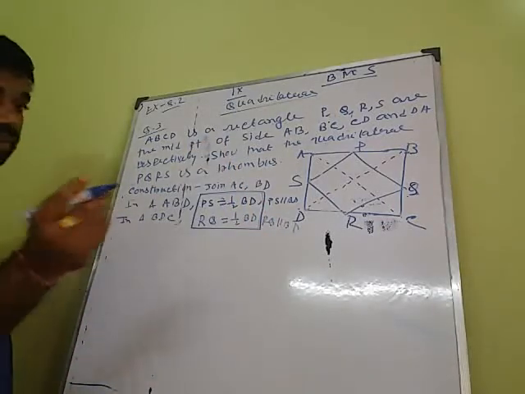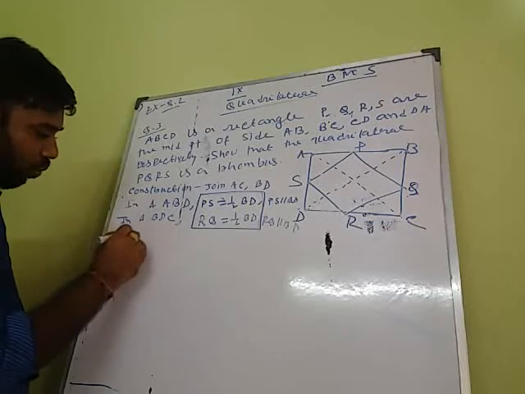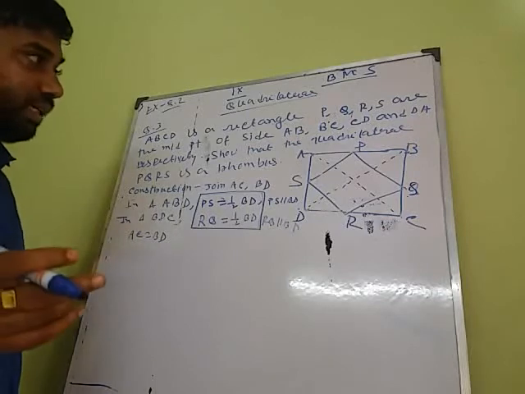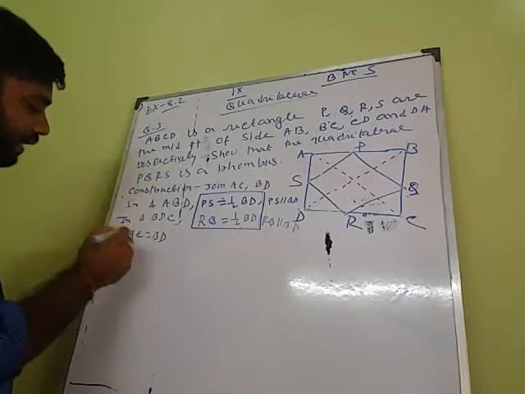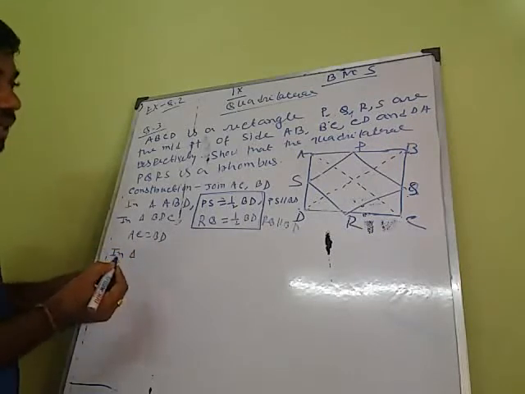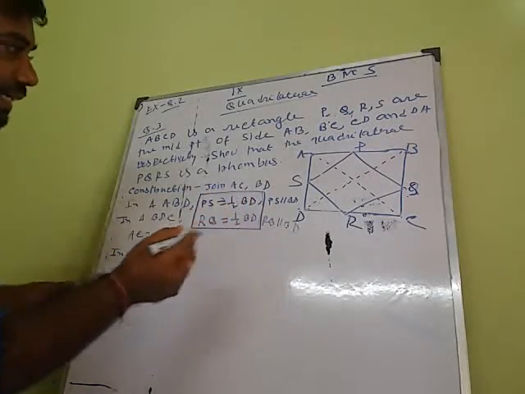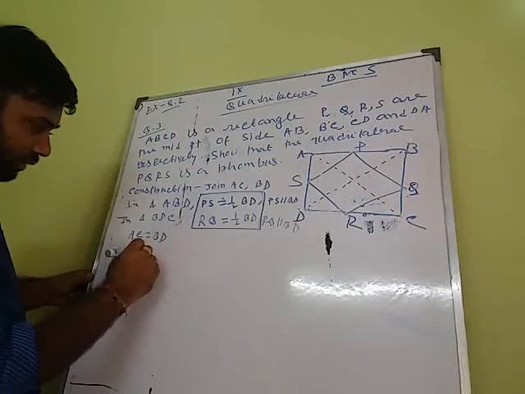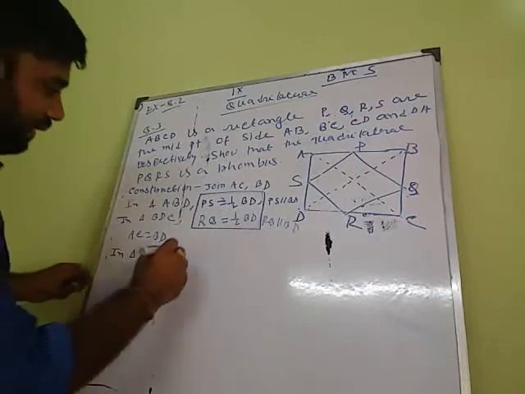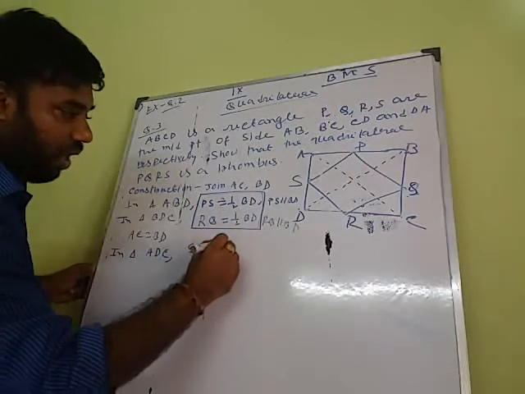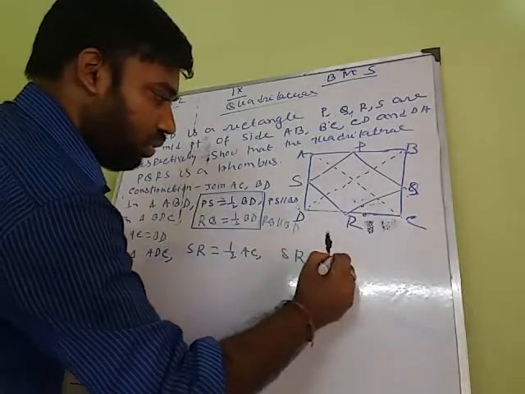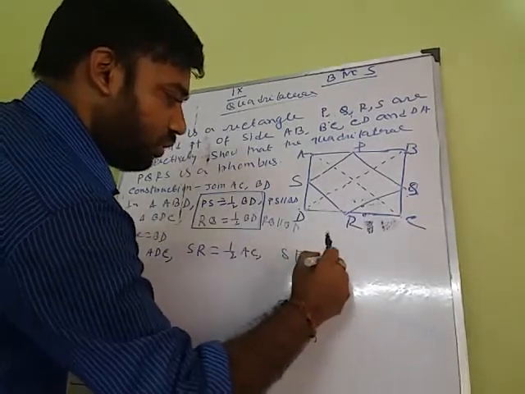One thing is clear, I have told you earlier that AC equal to BD. Why AC equal to BD? Because AC and BD are the diagonals of a rectangle and rectangle diagonals are equal. That's why I am writing here AC equal to BD. Now in triangle ADC, SR equal to half of AC and SR parallel to AC.